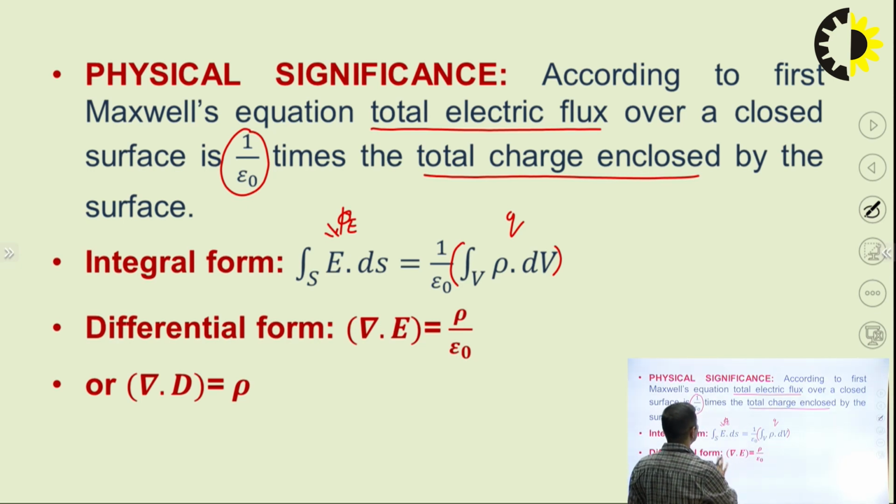Finally, the integral form of the first Maxwell's equation is E dot dS over a closed surface S equal to 1 by epsilon naught times the volume integral over a volume V of rho dV. The differential form in terms of electric field is del dot E equal to rho by epsilon naught, and in terms of the electric displacement vector D, it is del dot D equal to rho. So this is all about the first Maxwell's equation. Here we learned about the differential and integral form of this equation and its physical significance.